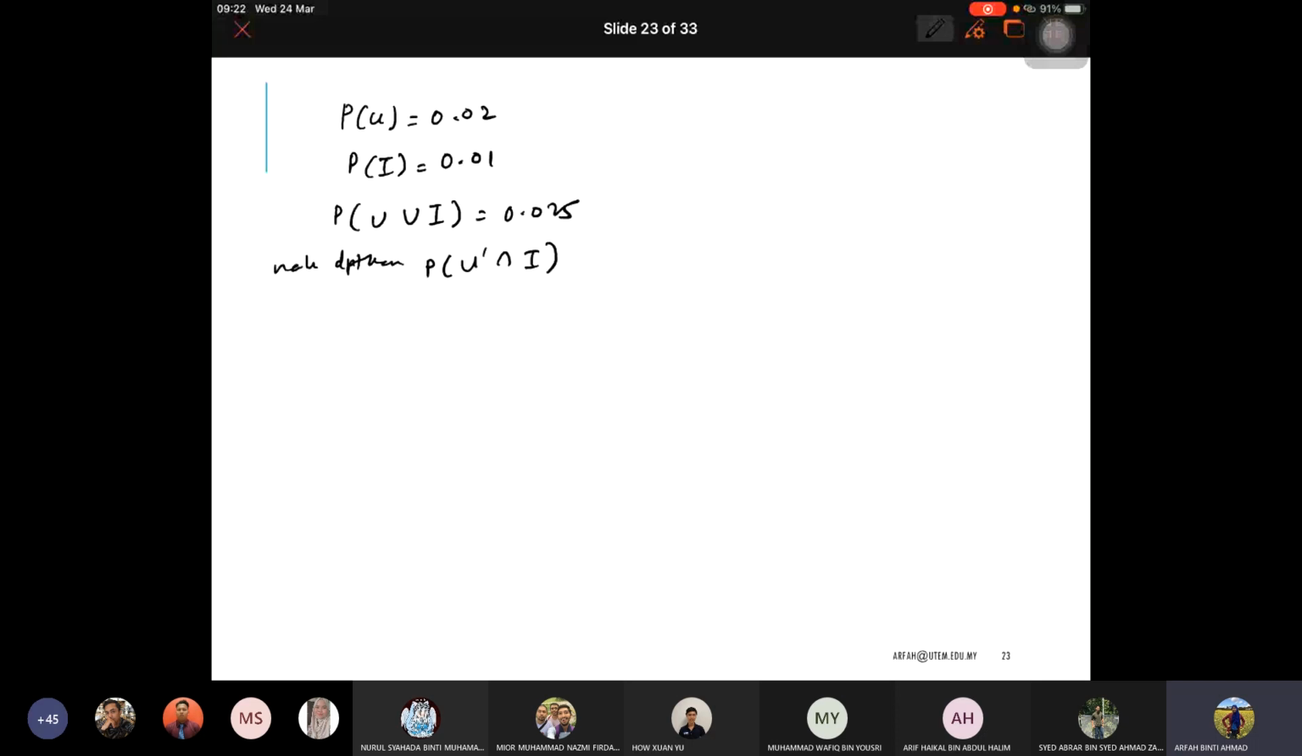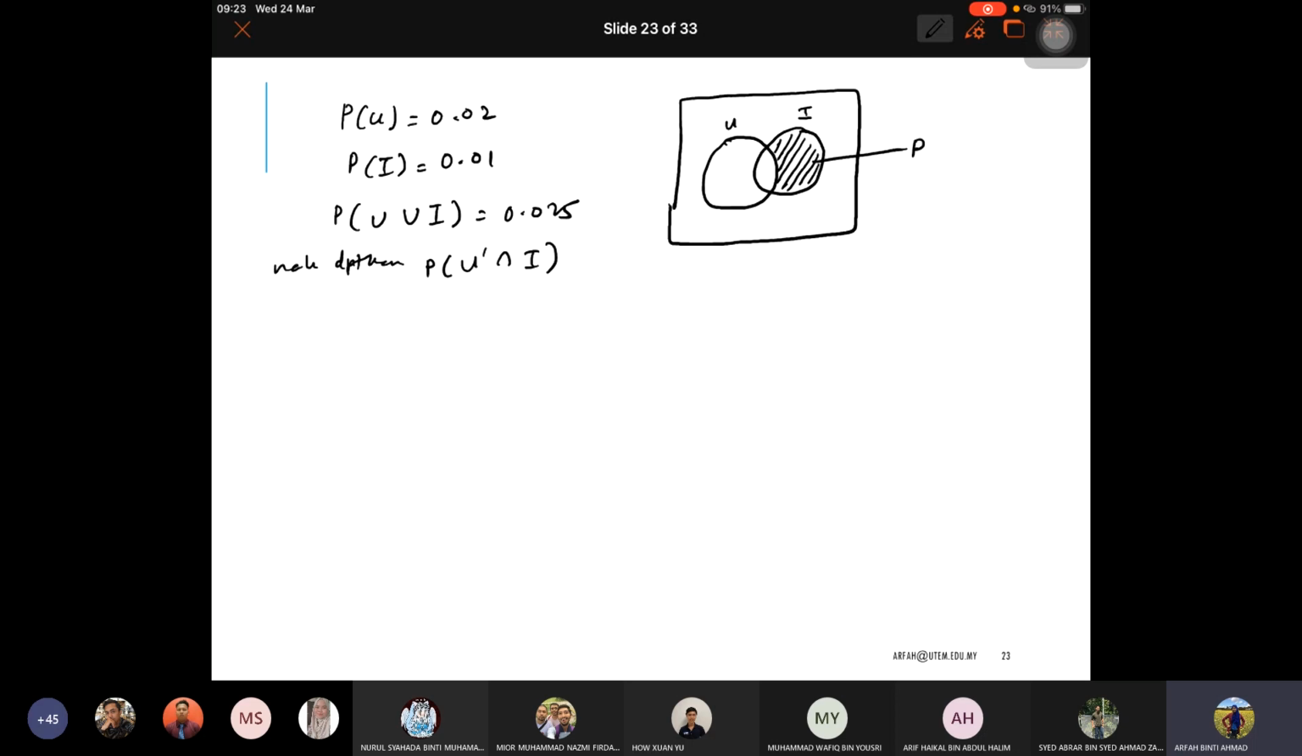So, kalau awak lukis dia punya Venn diagram, for this case, it will be easy kalau kita selesaikan guna Venn diagram. So, kita ada peristiwa U, kita ada peristiwa I. Okay. Yang kita nak dapat adalah U prime dan I. So, anything yang luar U tapi termasuk dalam I. So, kalau awak lorekkan, yang ini yang kita nak dapatkan. Okay. So, ini adalah U prime and I. Dekat situ ada kebarangkalian of U prime dan I.